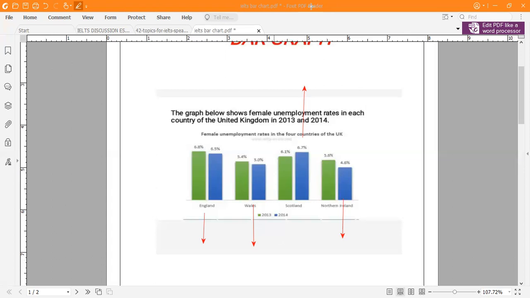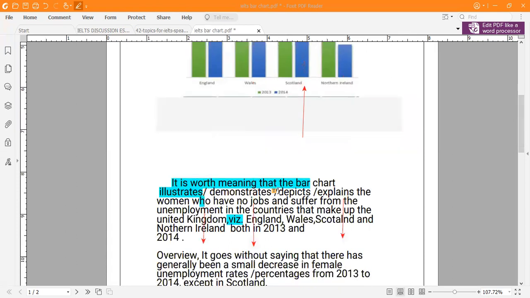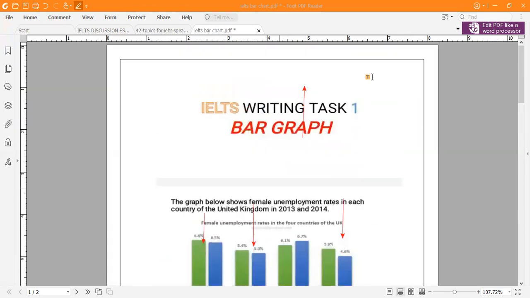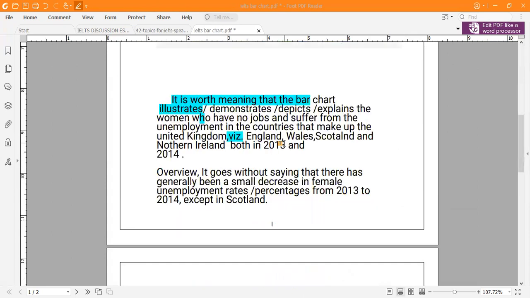كيف أعيد ألخص هذا؟ Let's see here. Overview. It goes without saying. ممكن تستعين بها. It goes without saying that. طبعا تكتب overview. Okay, just you write it down, overview. And then you say it goes without saying that. يعني مما هو واضح. It goes without saying that.